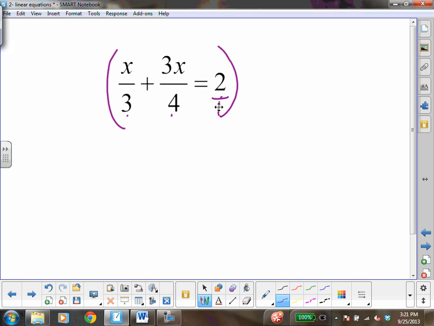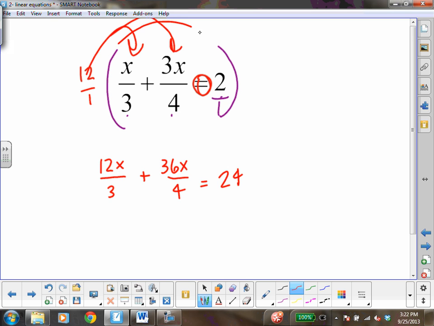So 3, 4, and 1 would have to be 12. Now, since this is an equation, and this only works with equations, so I have an equal sign, I can multiply everything in this equation by 12 over 1. By doing so, what happens is I will make the fractions disappear.